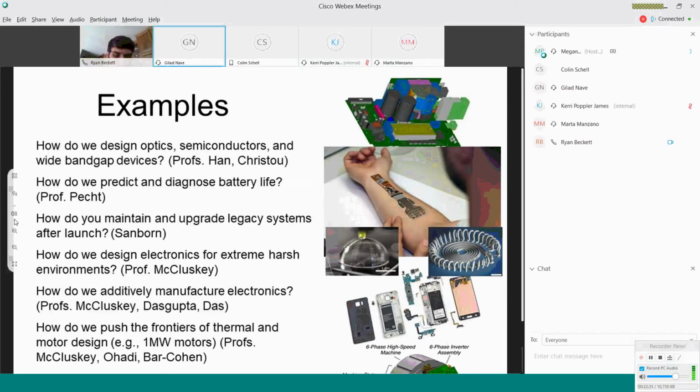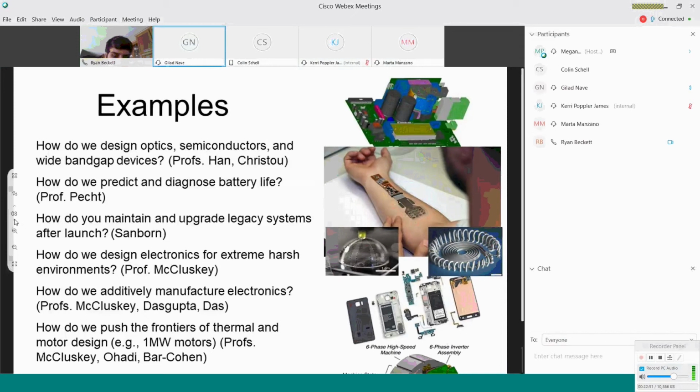That's work being done by Professor Peck. A lot of systems are maintained for a great deal of time. For example, recently people have looked at taking the B-52 bomber, which was first released in 1948, and seeing if we can continue to manufacture that to 2048. So certainly there's been a lot of advances in electronics between 1948 and 2048.